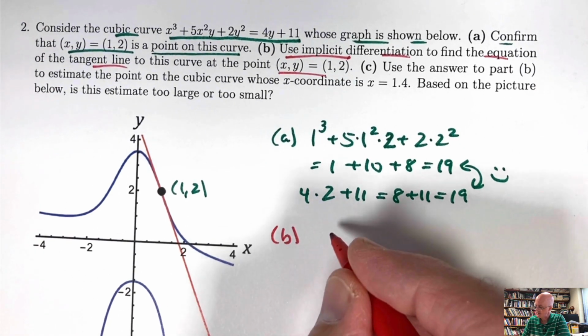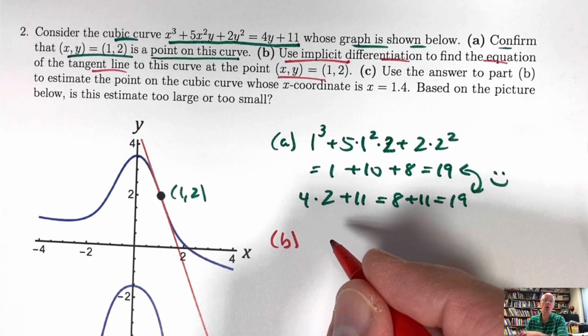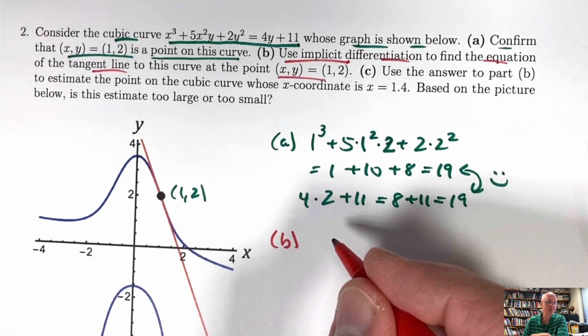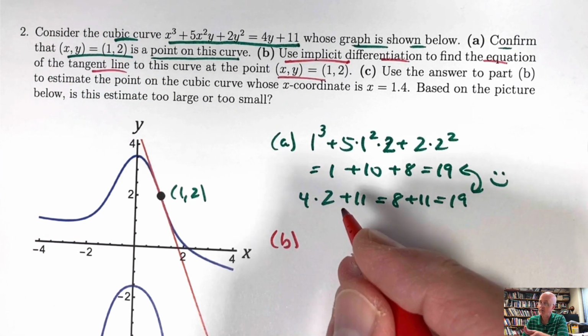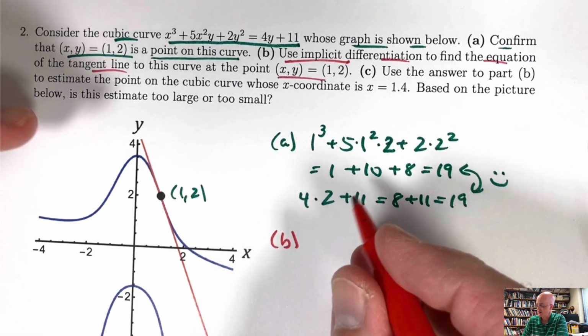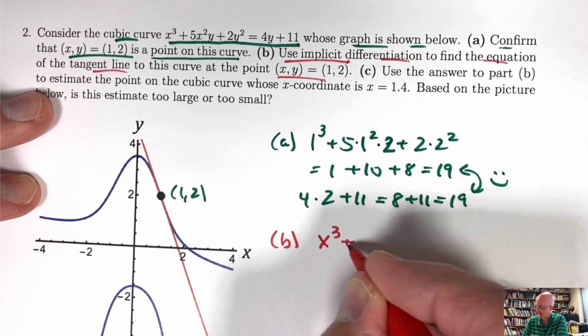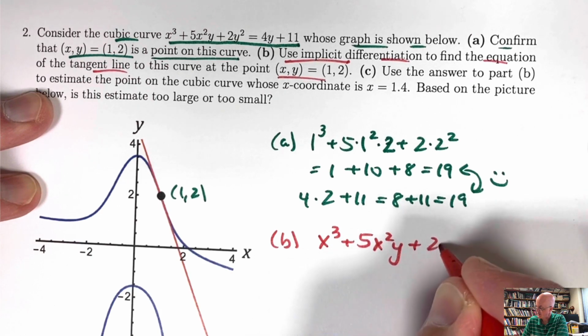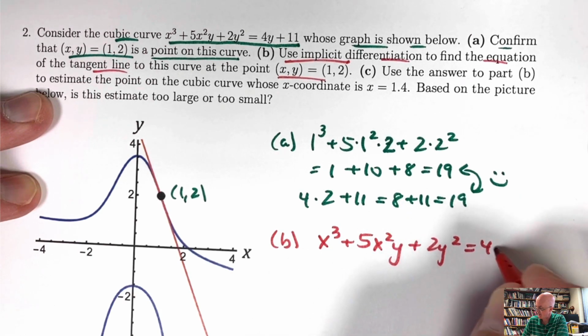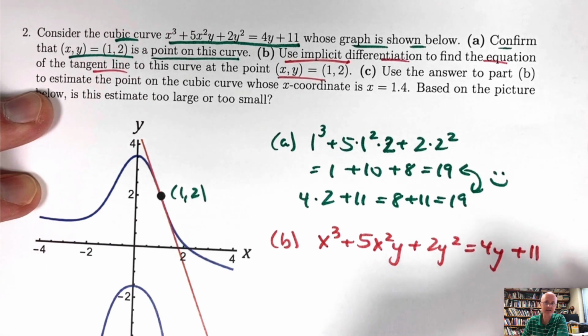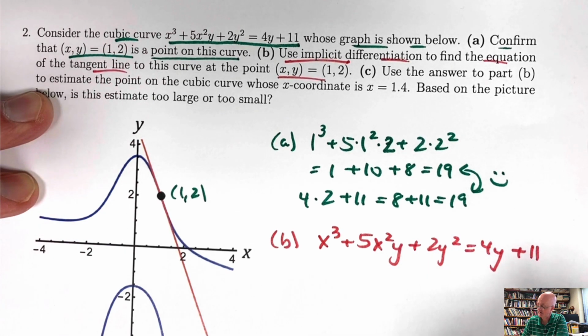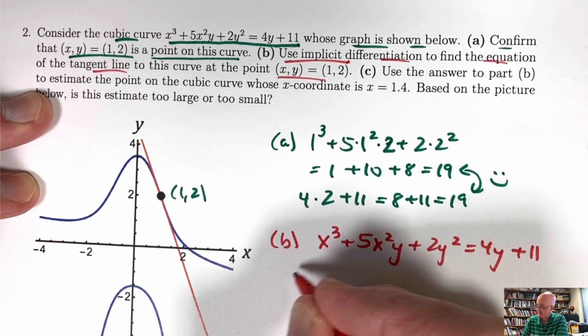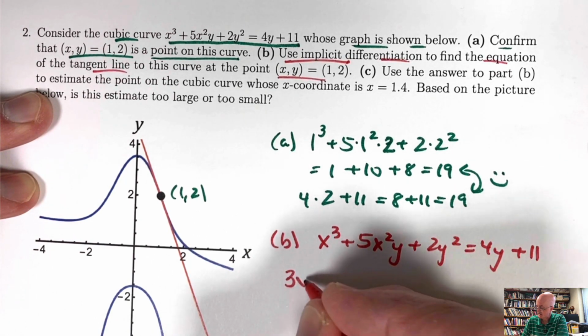So let's use implicit differentiation. We won't replace y with f of x. We won't try to solve for y as a function of x. We will just take this equation, and again, in our minds, we will imagine y to be a function of x. And so the derivative of y with respect to x is not 0, it's dy dx, it's y prime. The derivative of x cubed with respect to x is 3x squared.